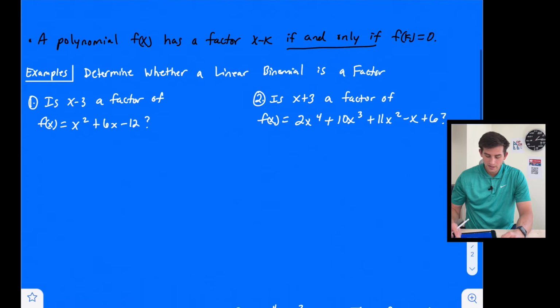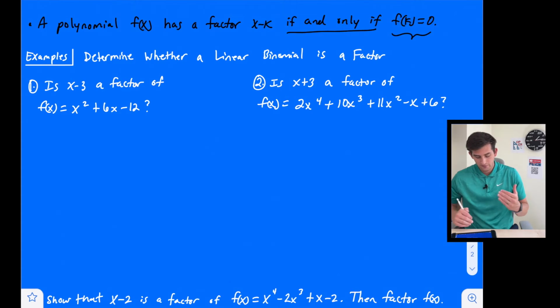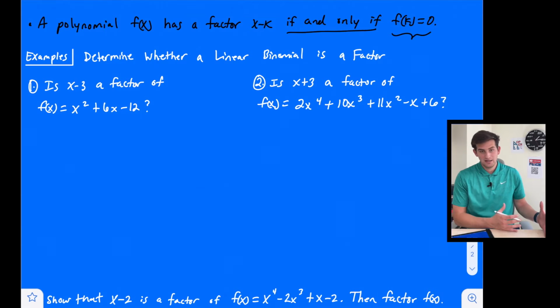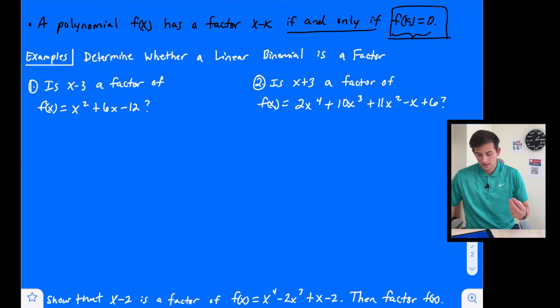So if we look at what we have in black here, it says if f of k is equal to 0. Okay, so for example number 1, we say, is x minus 3 a factor of f of x equals x squared plus 6x minus 12? And so for this one, it looks pretty easy if we can just plug in k for x, solve it, and see if we get 0, because that's what we're supposed to get, right? The f of k is supposed to be 0, or when x is our factor for k, the y value should be 0. So let's look at it.